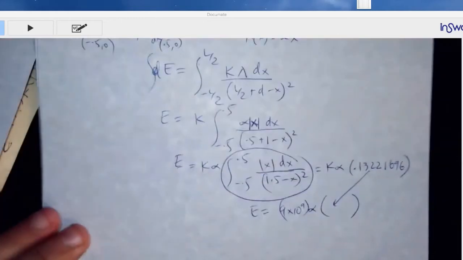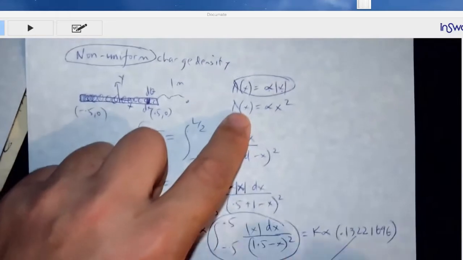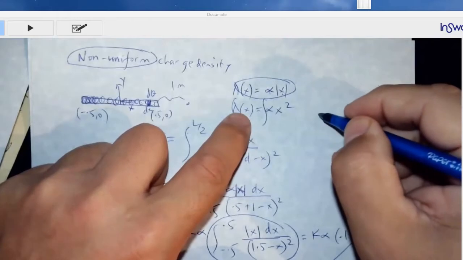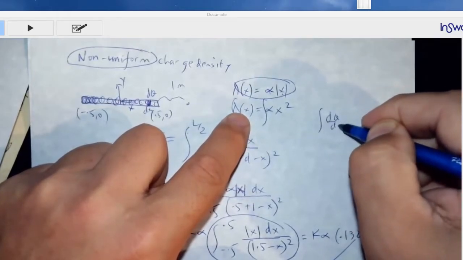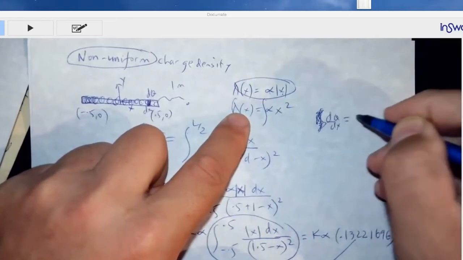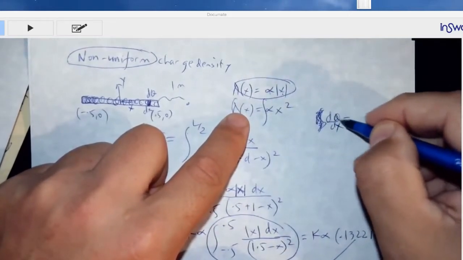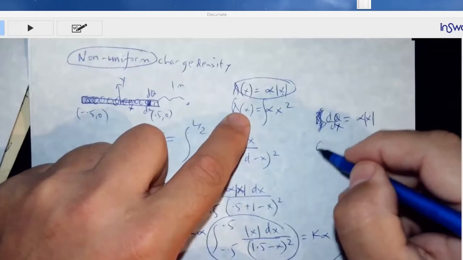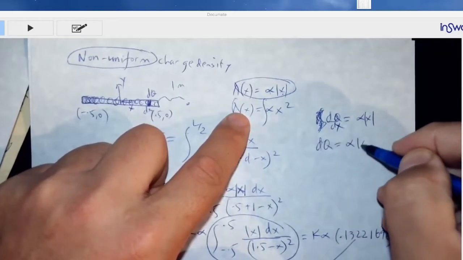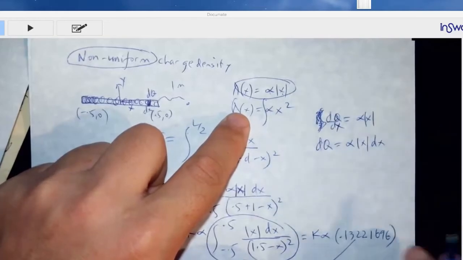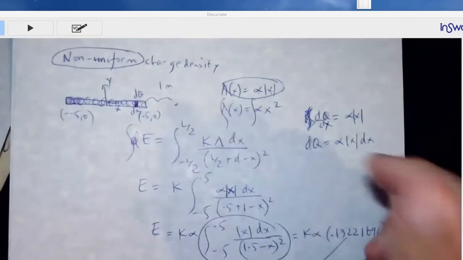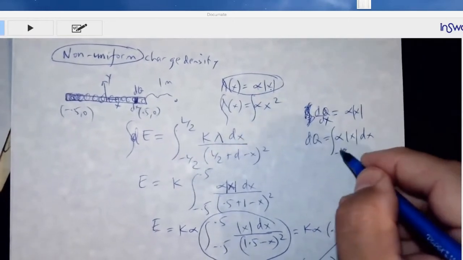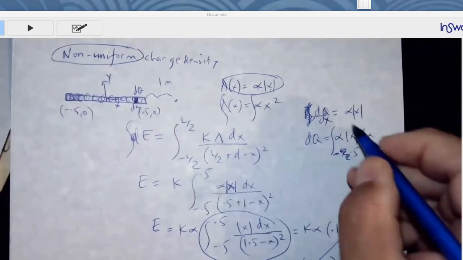Okay, now what's the alpha? How do I find what alpha is? So then I integrate this. And then remember, lambda is dq over dx. Well, before I integrate it, let me just write lambda is dq over dx. And then this is alpha absolute value of x. All right, so then dq is equal to alpha absolute value of x dx. Right, then I'm going to integrate that from negative L over 2, or in this case, I'll just go from negative 0.5 to 0.5.